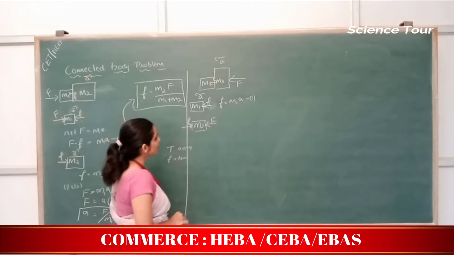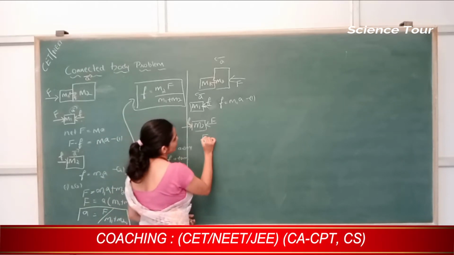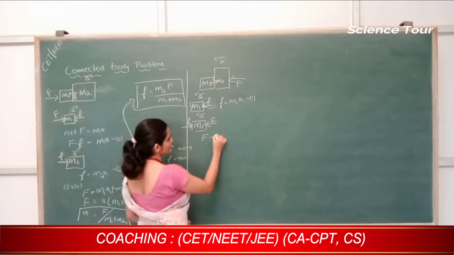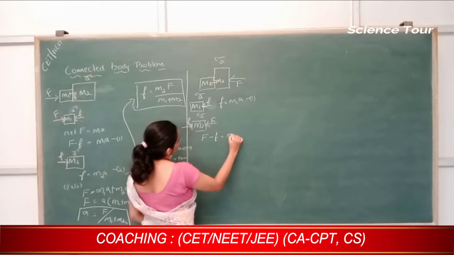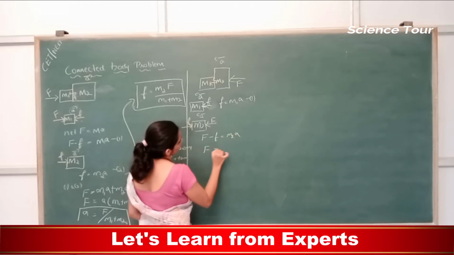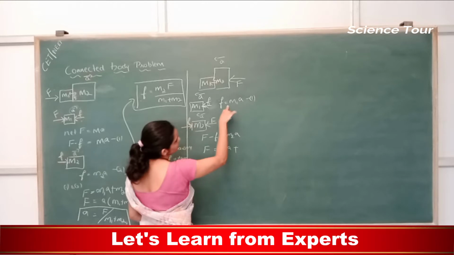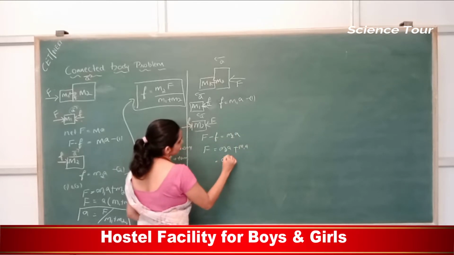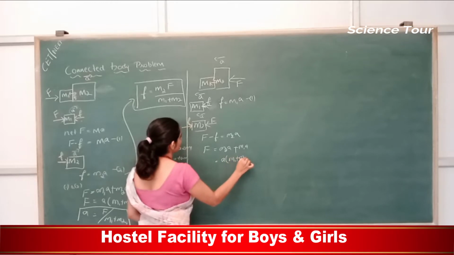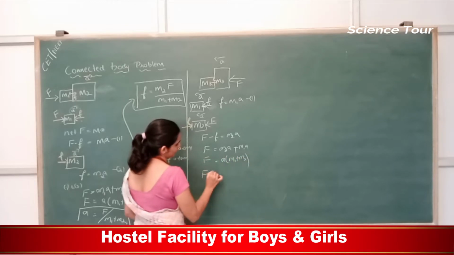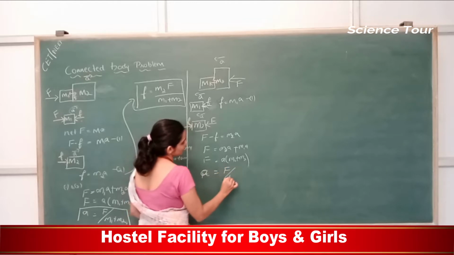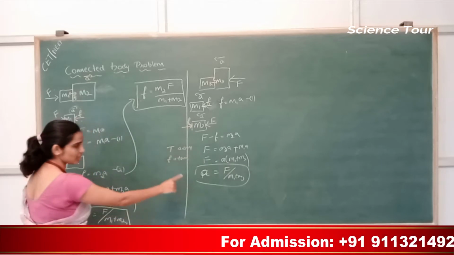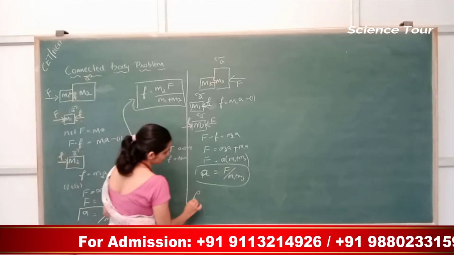Here, by applying Newton's second law, F is greater because acceleration is towards the applied force. F minus f is equal to m2 into a. So F is equal to m2a plus m1a. Therefore, acceleration a is equal to F by m1 plus m2. What is the acceleration in both cases? Same. But the contact force is different.